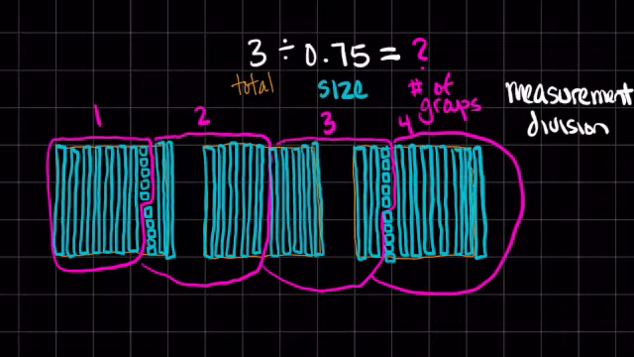All right. So the answer to the problem 3 divided by 75 hundredths equals 4 wholes, because I could make 4 whole groups. And I used measurement division this time to determine that because it was easier to measure out 75 hundredths rather than make the 75 hundredths my number of groups.